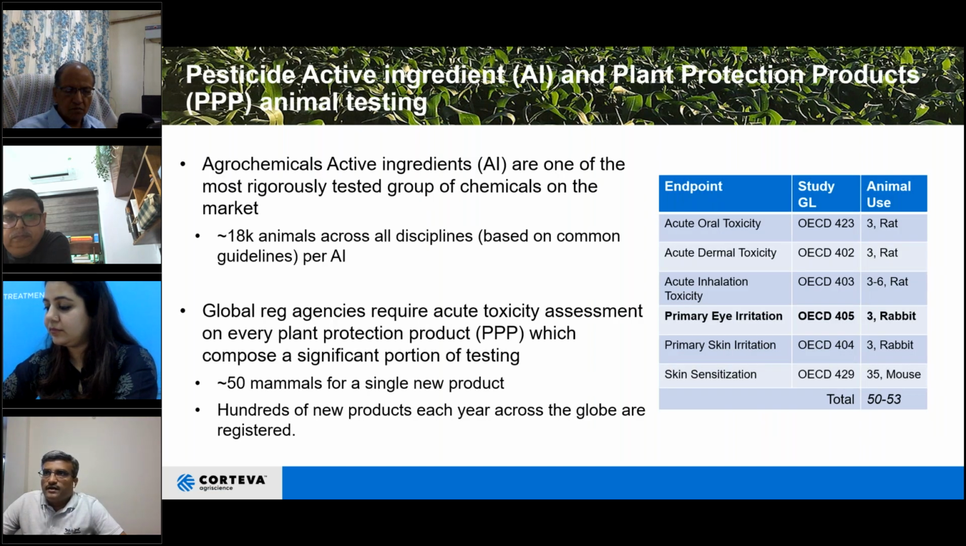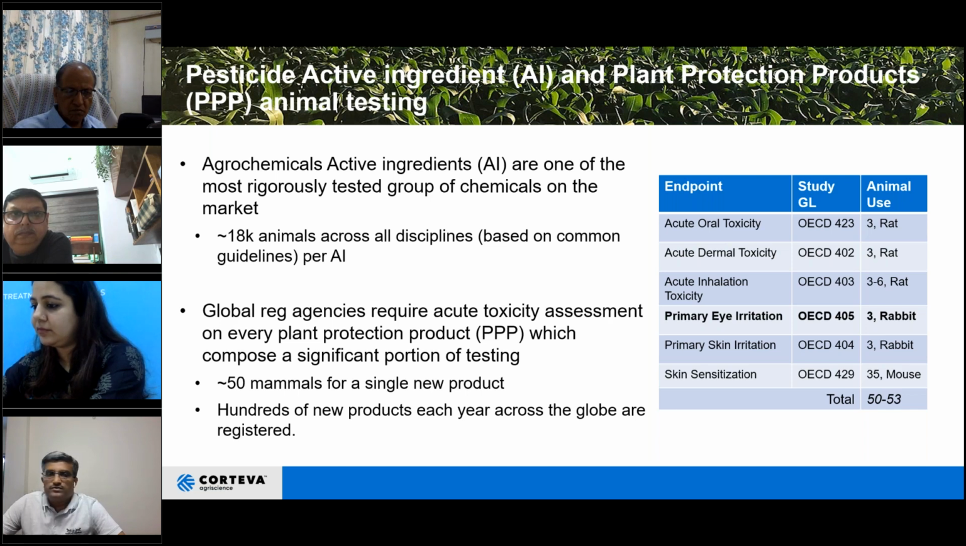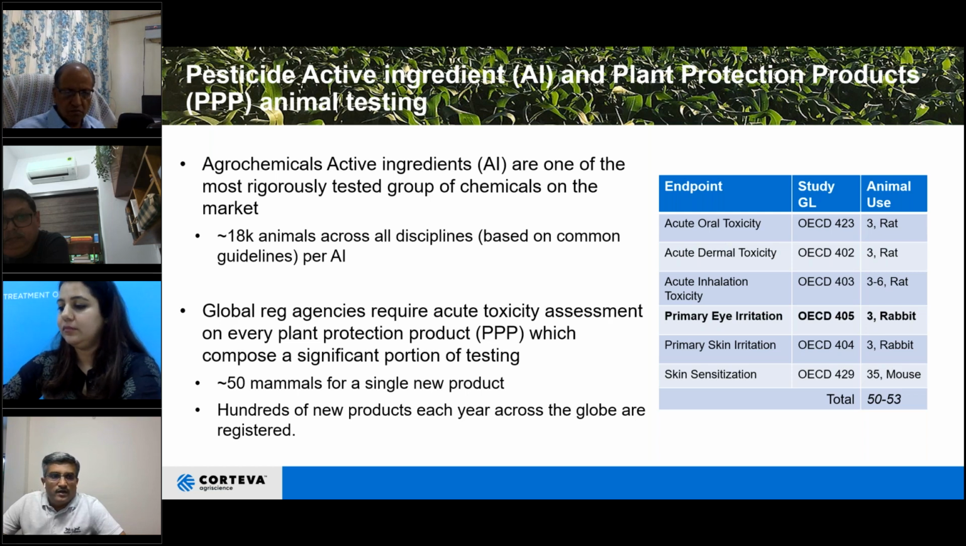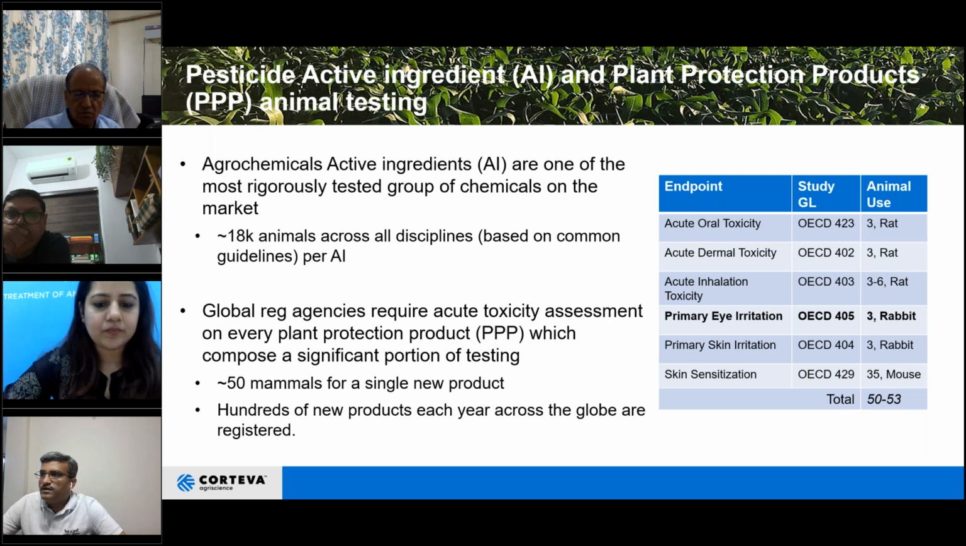Pesticide active ingredient and plant protection products animal testing. Agrochemical active ingredients are one of the most rigorously end-to-end tested group of chemicals on the market. This requirement takes us to the use of 18,000 animals for the entire spectrum of testing per active ingredient. Acute toxicity testing is an integral and essential part of testing requirements globally. 50 mammals are used for new product testing from the acute six-pack studies, and one can imagine the number of animals used for testing as hundreds of new products each year across the globe are registered.